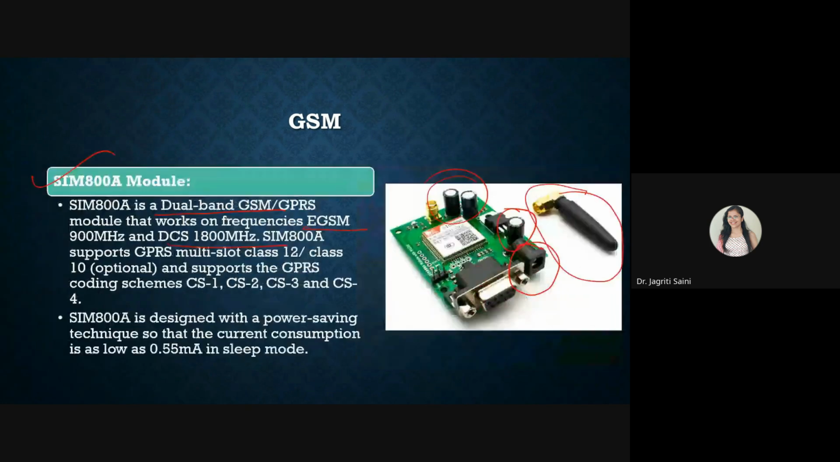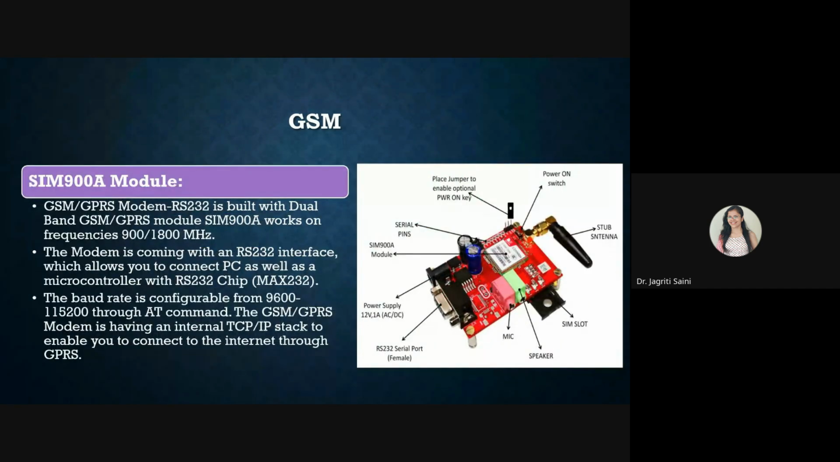Similarly, with this, further, we have SIM 900A module. Again, another popular module with little bit of advancements. This can also work on 900 and 1800 megahertz. So accordingly, in which countries we are following these standards, accordingly we can connect this particular module.